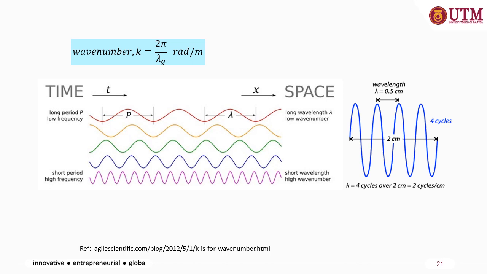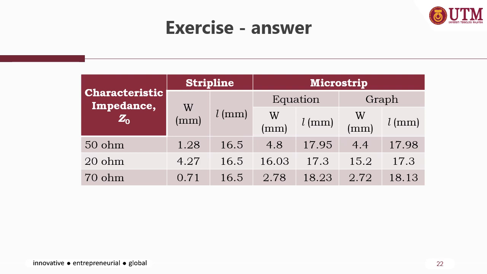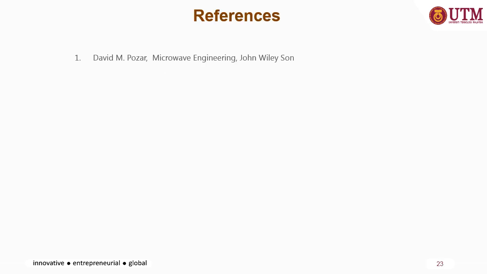This is just some revision on the cycles, the wave, and how about the phase shift and so on. This is the answer for the additional exercise just now. You need to perform the calculation before you refer to this table, and you can see the difference between the strip line and the microstrip line parameters when you change the characteristic impedance. This is the main reference for this topic.